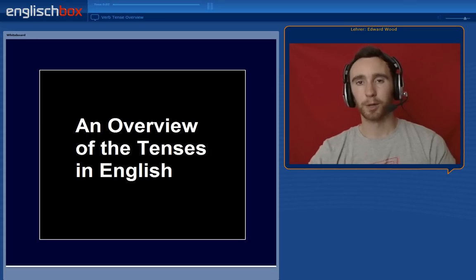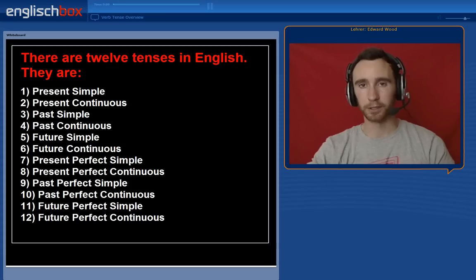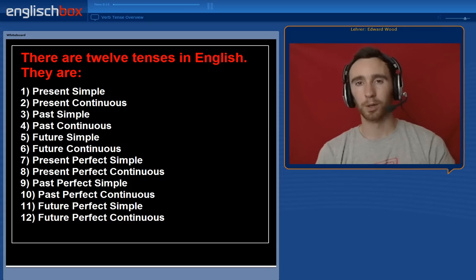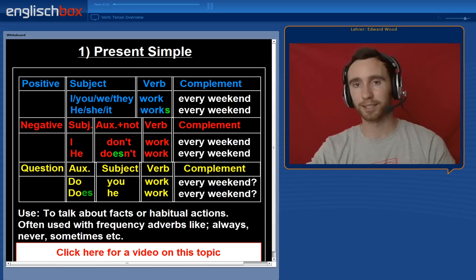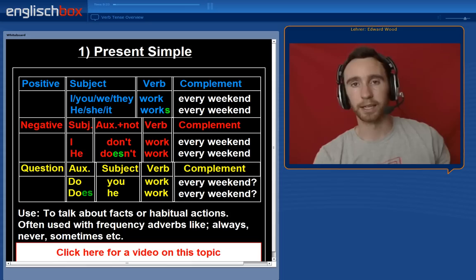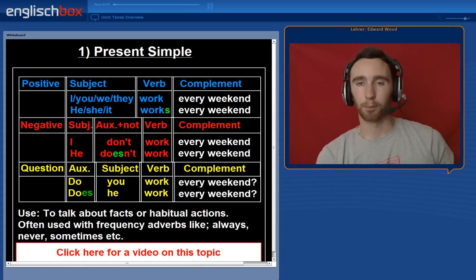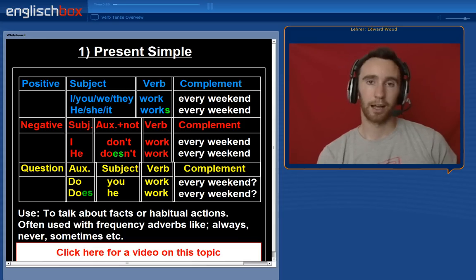Today we're going to do a comprehensive tense review in which we're going to analyze and discuss the 12 different tenses in the English language, from the present simple all the way through to the future perfect continuous. So starting at the beginning, we're going to look at the present simple. The present simple is used to talk about facts or habitual actions. And the structure is as follows.